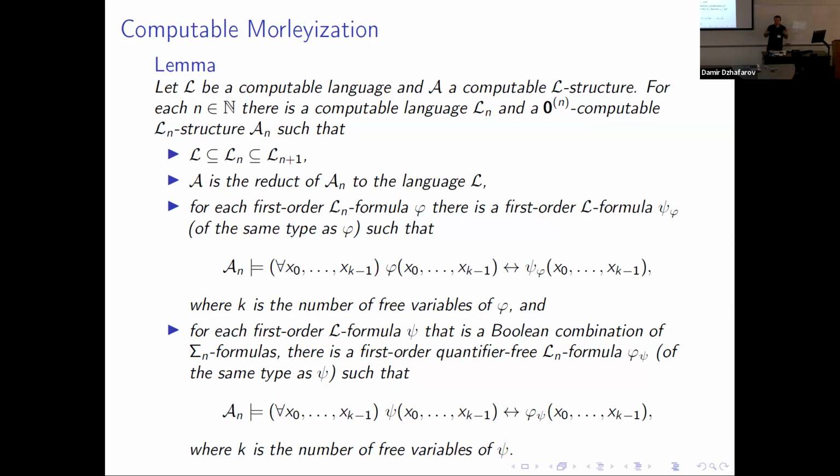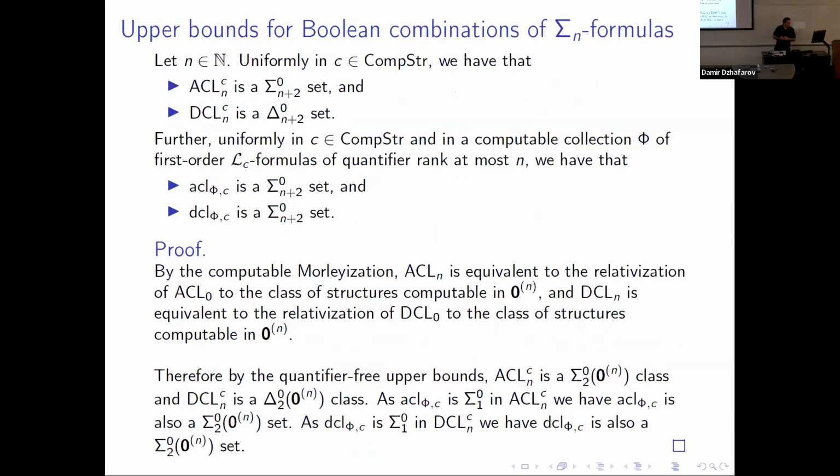Okay, so this is a good start because it tells us we should be able to use the relativization of our previous results to get some bounds. Once again, surprising, I'm sure no one will get exactly the bounds you pick: if I'm looking at ACL_1, that's going to be sigma 0 n plus 2, and likewise DCL_1 is going to be delta 0 n plus 2. And we get similar things for the full algebraic closure and the full definable closure.